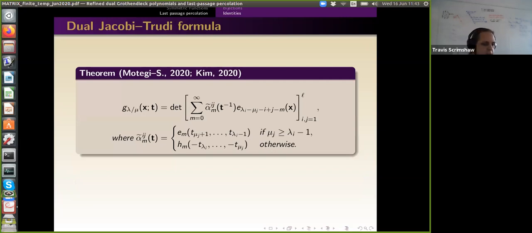And something else that we were able to prove is that you can construct a dual Jacobi-Trudi type formula for the refined dual Grothendieck polynomials. And this was also independently proven by Jang Soo Kim at the same time. But our proof is not really probabilistic. It's more based on algebraic and determinantal manipulations. We followed what Johansson did in his 2010 paper, I think it was, on Mixner ensembles. I forget the exact title.